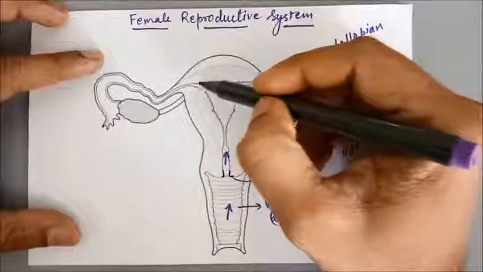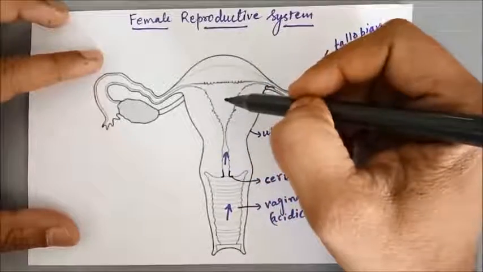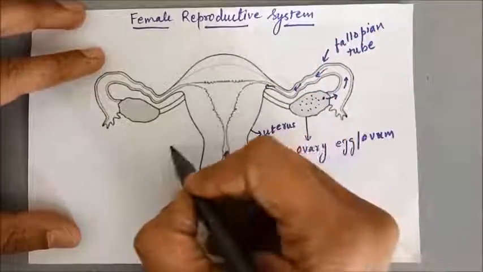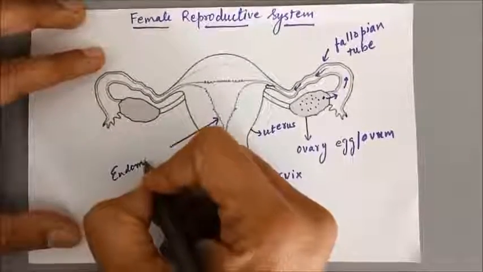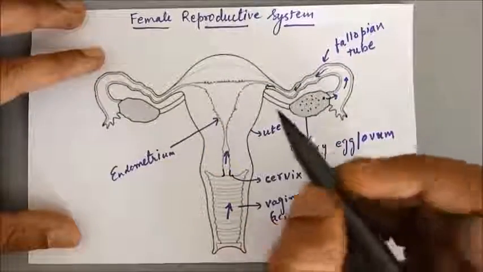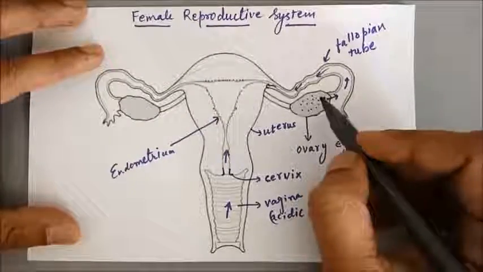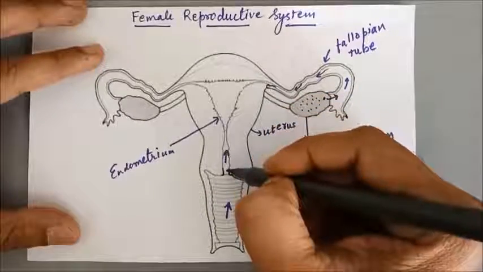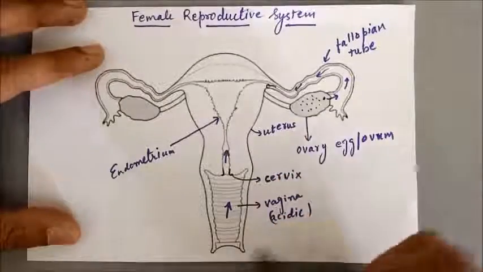Okay, this is the inner lining of the uterus, which is glandular and vascular in nature. This is called endometrium. So this is the female reproductive system: ovary, then fallopian tube, then uterus. Uterus ends up into cervix, then the cervix opens into a long hollow tube called vagina.